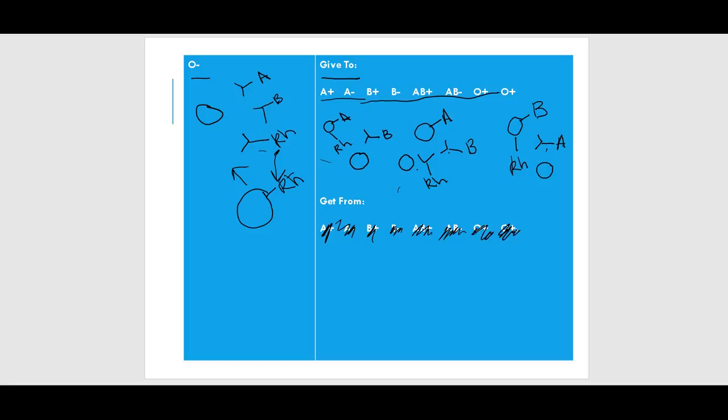So no O positive. That means that the only blood type we can give to a patient with O negative blood is O negative.